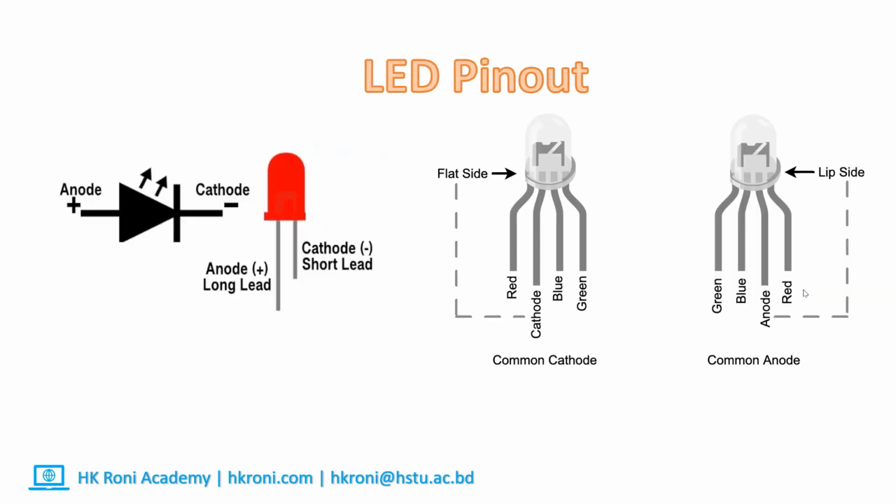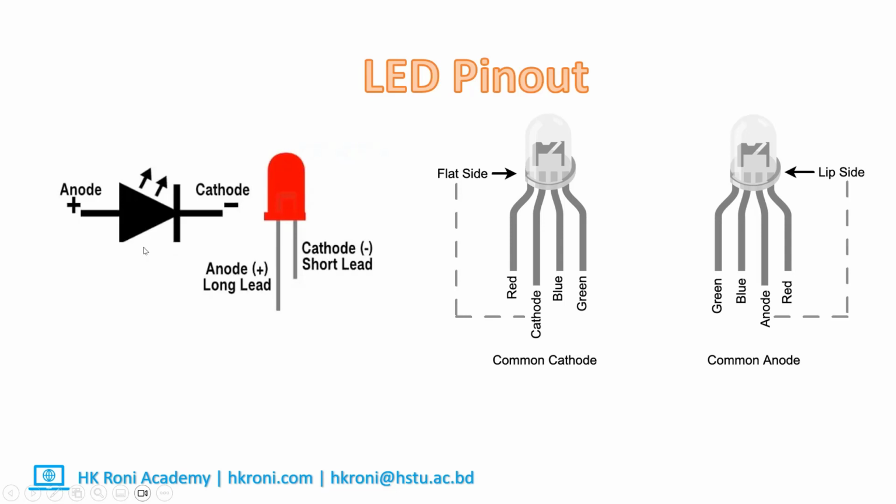The standard type of LED has two terminals, two leads. They have one longer lead and one shorter lead. The longer lead is the positive terminal, or we can say it's the anode, and the shorter is the negative terminal, which is known as the cathode. The symbol is like this.